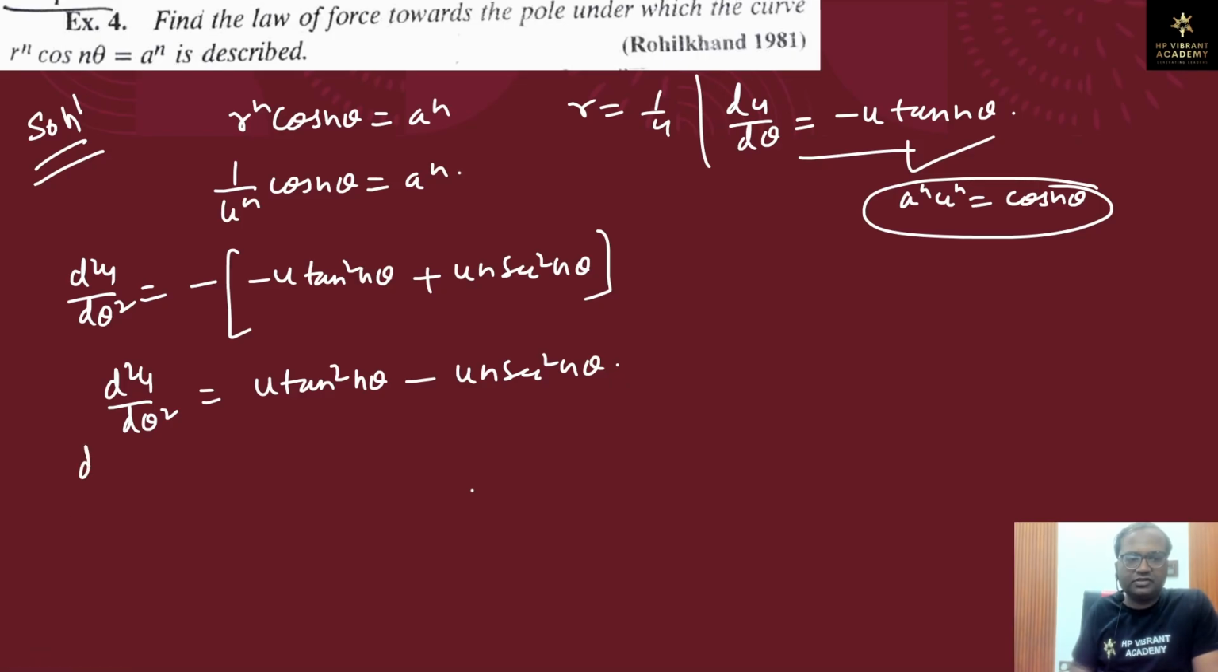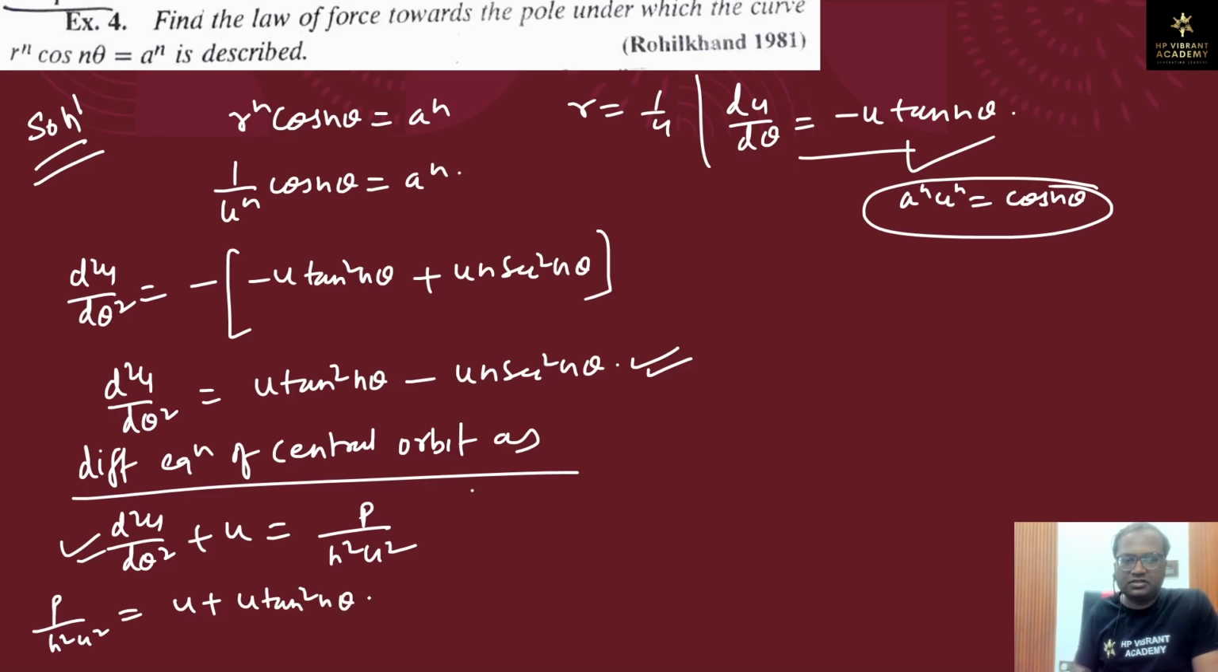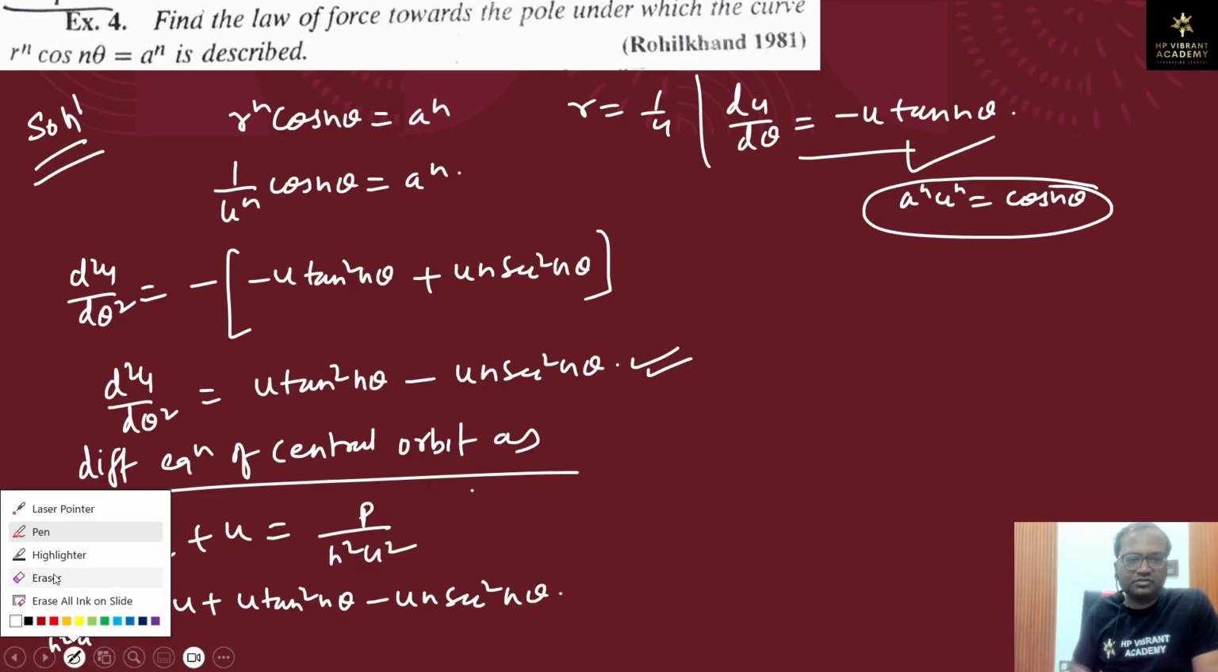Now let us write down the differential equation of the central orbit. We have d2u upon d theta square plus u is equal to p upon h square u square. So p upon h square u square is equal to u plus this expression for d2u upon d theta square, so u plus u tan square n theta minus un sec square n theta. Let us further simplify this.